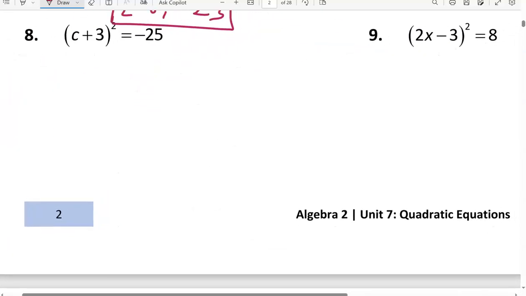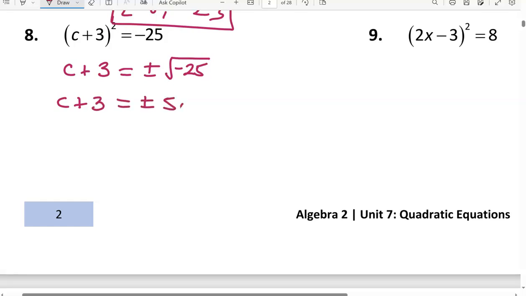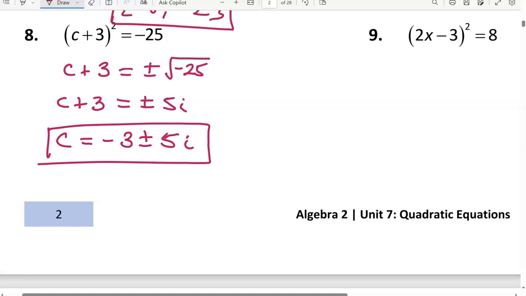In 8, c plus 3 squared is equal to negative 25. We need to undo that squaring first. So c plus 3 is equal to the positive or negative square root of negative 25. And that means that c plus 3 is equal to plus or minus 5i. Adding negative 3 to both sides, we get a solution in the form negative 3 plus or minus 5i.